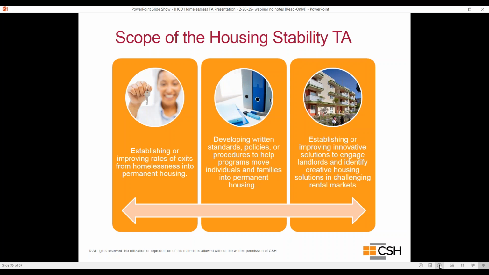And then the third is establishing or improving innovative solutions to engage landlords and identify creative housing solutions in challenging rental markets. This may include developing a flexible housing subsidy program, whole person care program, increasing voucher utilization, housing navigator training, or recruitment strategies. Next slide, please.